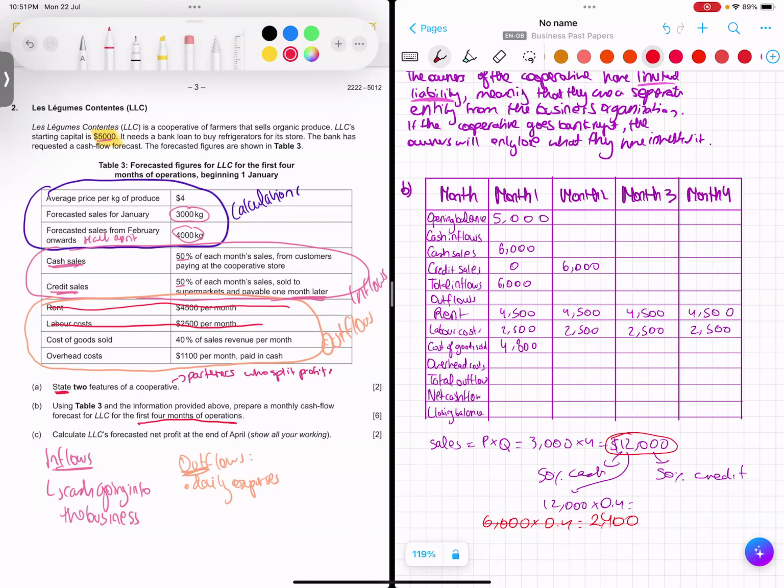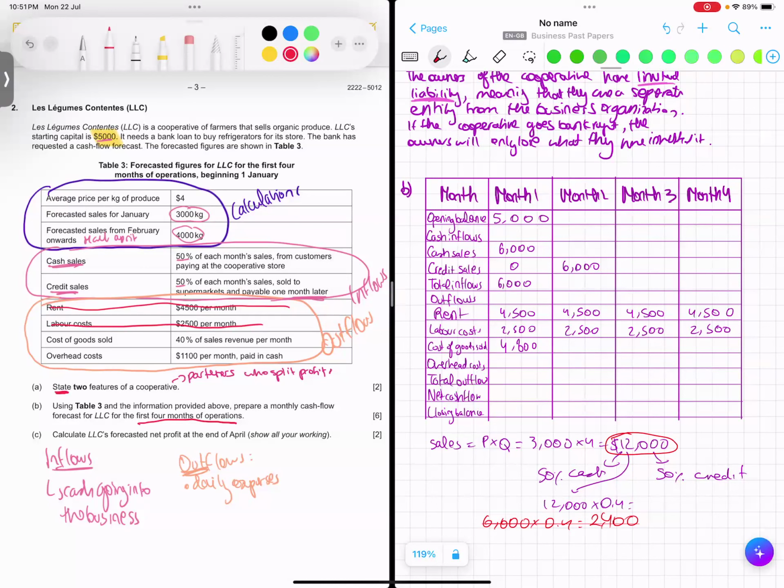Because yes, their cash sales were 6,000, but their sales were 12,000. Hence, the cost of goods sold was worth the 12,000. They paid the cost for 3,000 kilograms, for the things that manufactured the organic produce. This is why it's 4,800: they're only going to get paid the 6,000 1 month later, but that doesn't mean that LLC didn't pay for the cost of goods.